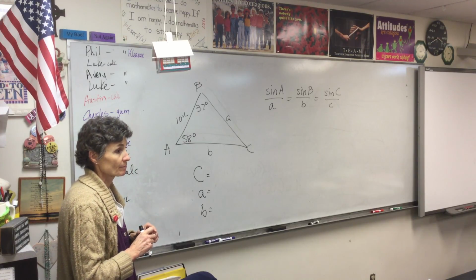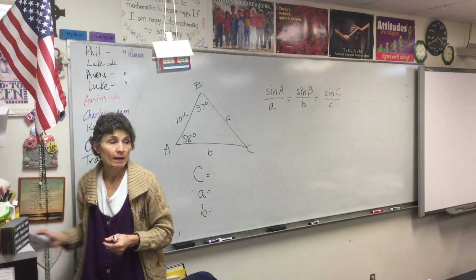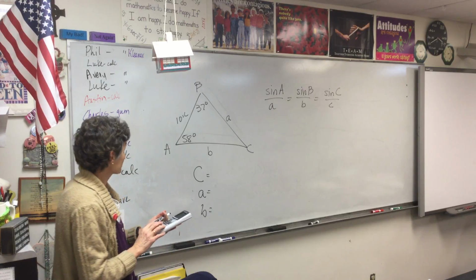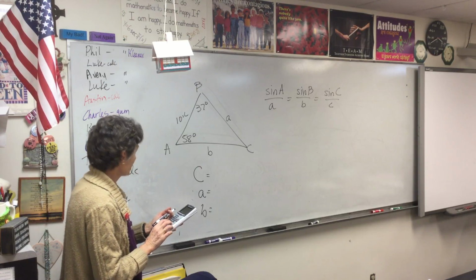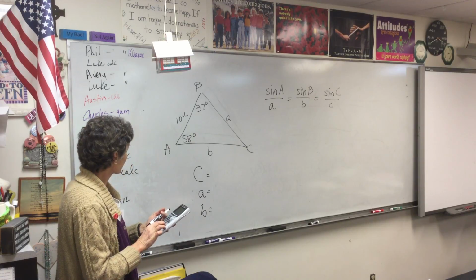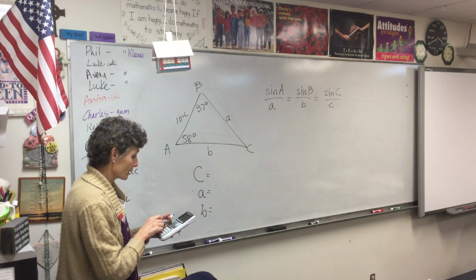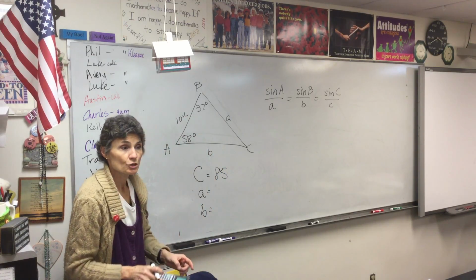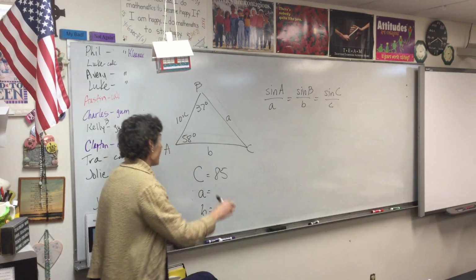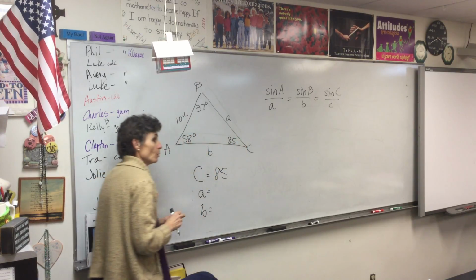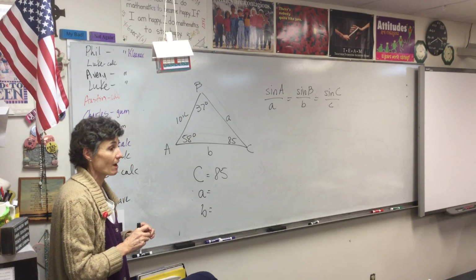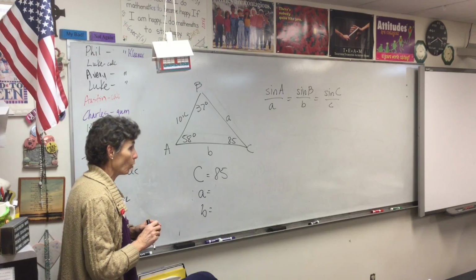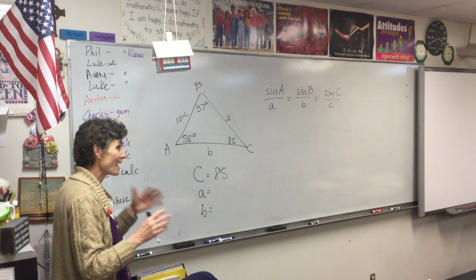Chandler? For angle C, just add the two angles together and subtract it from 180. Yeah, we don't even need trigonometry to find angle C, right? We know the angles of a triangle add up to 180. So we get 85. Now, where do I go from here? What do you want to do now to solve for the sides? Now we can set up individual proportions to solve one at a time.